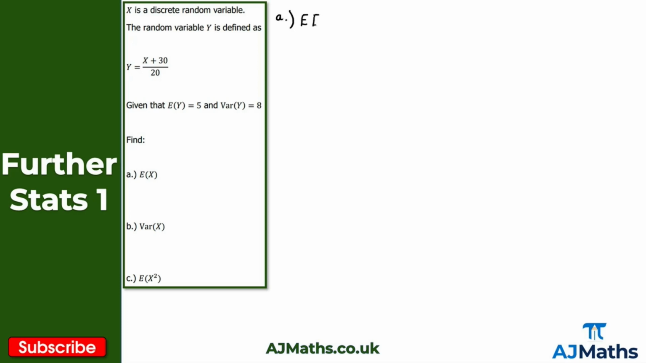So for part a, the expectation of x, where do we begin? Well, the first thing I should do is take the random variable y and rearrange it, starting by making x the subject. This should be nice and straightforward. To begin with, I'm going to times both sides by 20, so 20y is equal to x plus 30. And then finally subtract 30 off both sides. So what I get is the random variable x is equal to 20y minus 30.